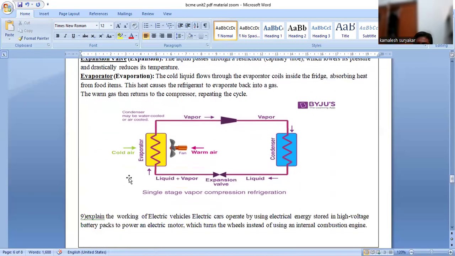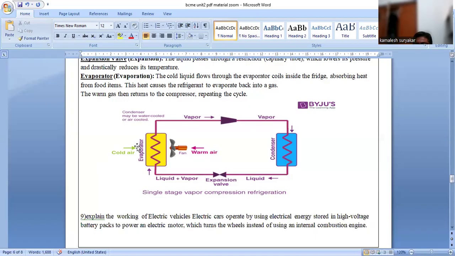So here you can see this is an evaporator. The cold air is coming here from the outside. A fan is also provided here. So it is the evaporator, where you are going to keep the items of the refrigeration system.